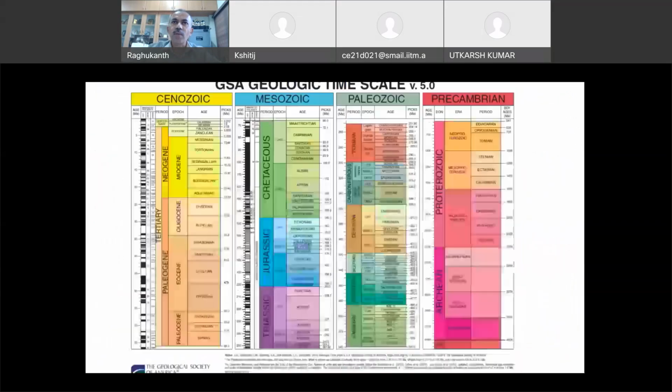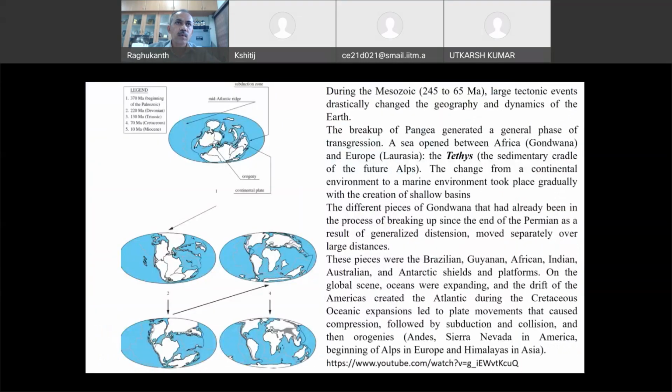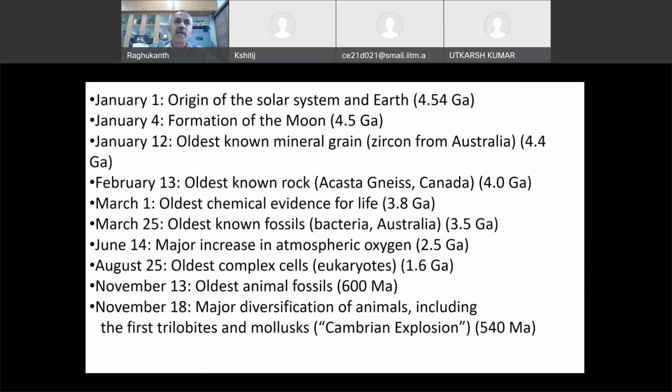Okay. So if you club that also, so this was Stromatolite. Then the oldest known fossils actually. This also was found in Australia. Then June 14, say the Stromatolites increased the atmospheric oxygen. Okay. So that's 2.5 billion years.